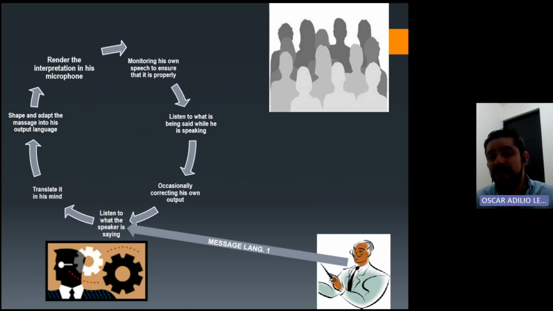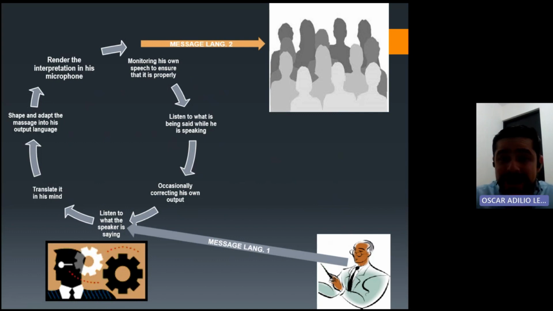Then occasionally we will have to correct our own output. Why? Because as I said before, sometimes we make some mistakes in pronunciation. We probably didn't complete a word and we have to correct ourselves immediately. And then the process goes on and on, right? So all this process is executed while we keep getting new information from the speaker. But that's how the message is sent to the audience and we make communication possible.